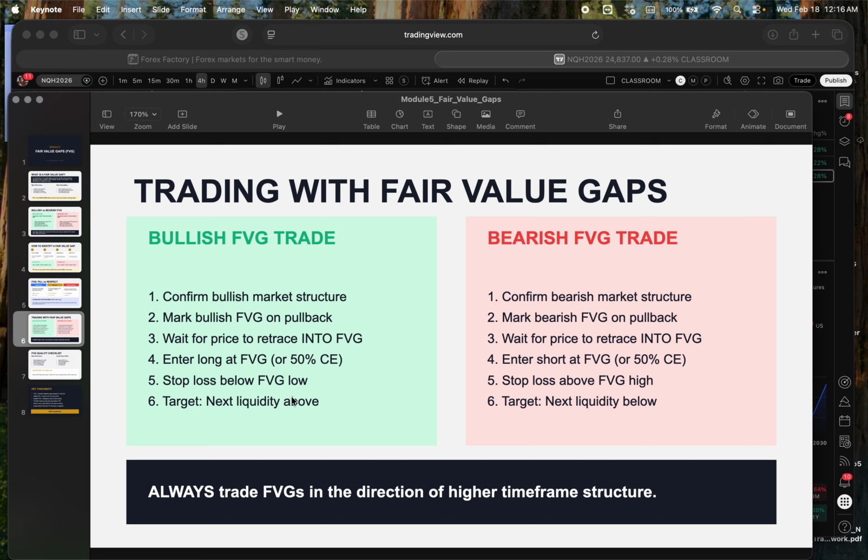Once you draw your box, you're going to wait until a candle goes into that box, but not just goes in, comes out in the direction of how you want price to move, and then you're ready to take your trade along with other confluences. Same thing with the bearish.